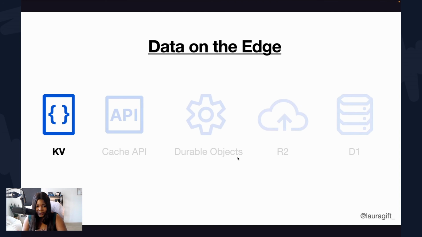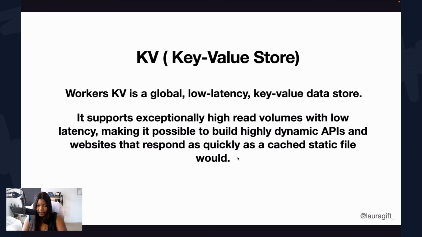I'm going to focus on KV for this talk. So KV is a global, low-latency key-value storage that you can use. The great thing here is that it supports exceptionally high read volumes with low latency, making it possible for you to build dynamic APIs and websites that respond quickly as if it was a cached static file, right?